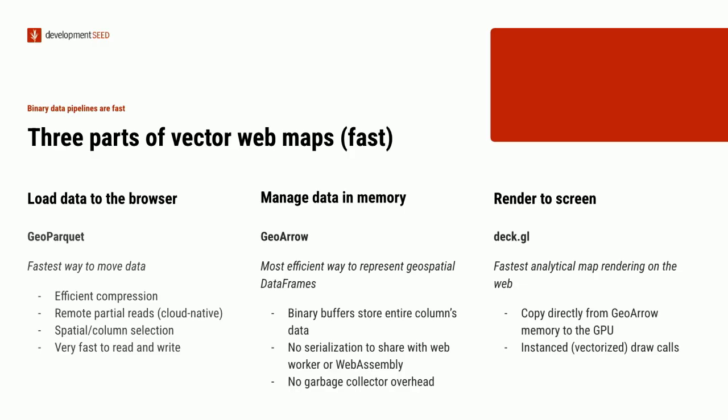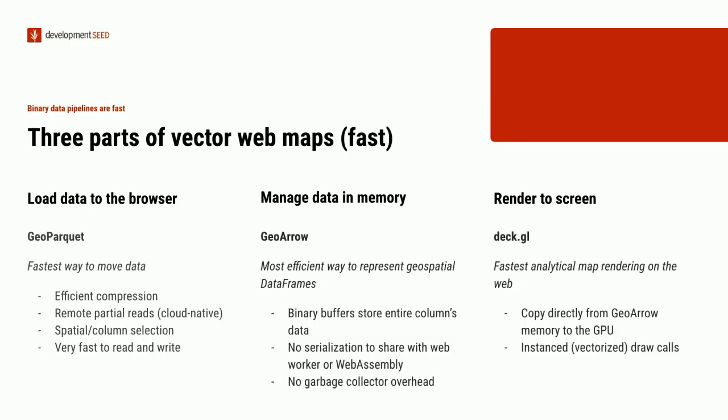And so with this example data set from that GIF from before, that 3 million point data set was like 700 megabytes in the GeoJSON string encoding, but it was only 40 megabytes in the Parquet file encoding. And so this is really fast to read and write. GeoArrow is how we manage this data in memory, both on the Python side and in the JavaScript side.